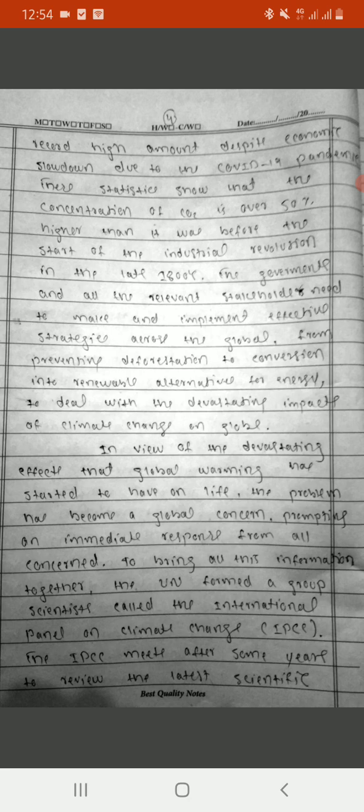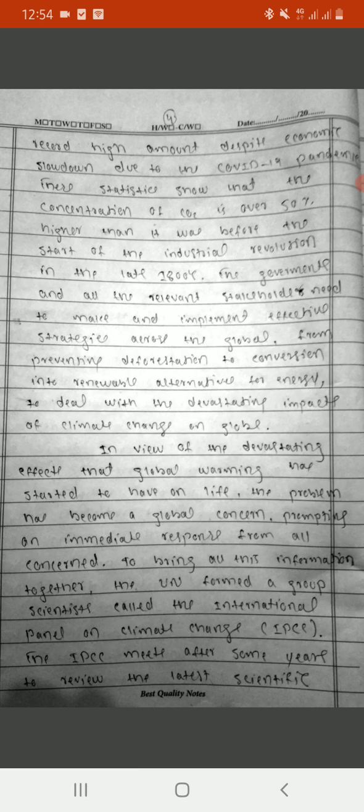Now if we have more plants in our area, the plants will absorb carbon dioxide for photosynthesis. When the carbon dioxide concentration decreases, ultimately the heat absorption in the atmosphere will decrease, and the temperature of the earth will remain cool. So these are some of the factors that cause the rise in atmospheric temperature.